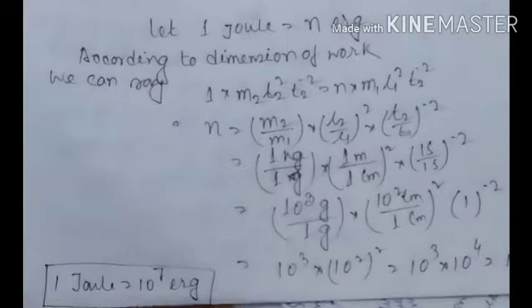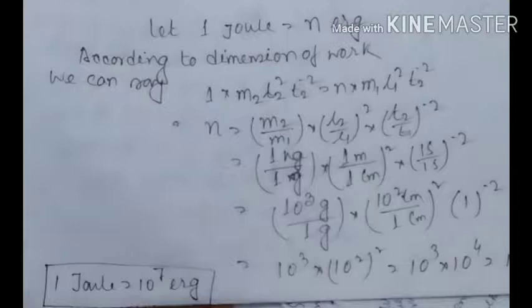So 1 kg is equal to 10 to the power 3 gram. We will convert these different units into the same unit. So 1 kilogram is equal to 10 to the power 3 gram, 1 meter is equal to 10 to the power 2 centimeter, and 1 second and 1 second both will provide 1 to the power minus 2, that is 1. So this gram and this gram will cancel. Finally, we get 10 to the power 3 into 10 to the power 2 whole square, that is 10 to the power 3 into 10 to the power 4, finally 10 to the power 7. So we can conclude 1 joule is equal to 10 to the power 7 erg.